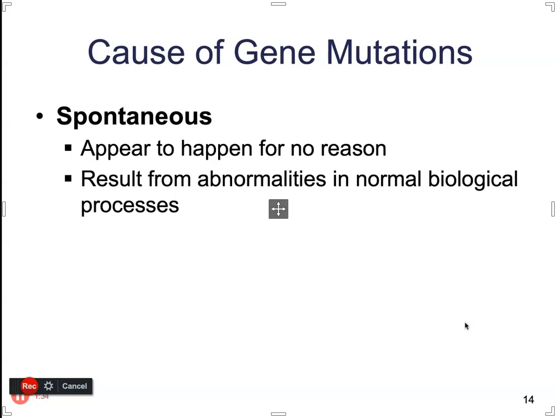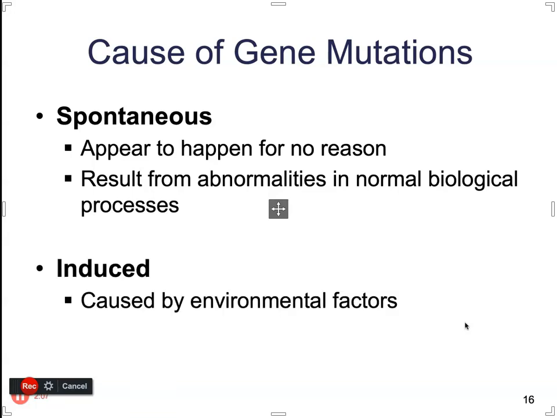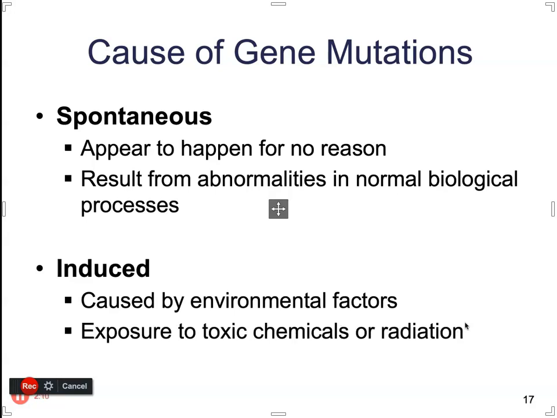So spontaneous gene mutations result from abnormalities in normal biological processes. Remember when we talked about the proofreading mechanism of DNA polymerase? DNA polymerase not only polymerizes DNA, so it synthesizes new DNA, but it can also proofread and correct any mistakes that it makes. However, sometimes DNA polymerase may miss a mistake. There may be an error in the copying, which can lead to a mutation arising in the DNA genome. There are also induced mutations. Induced mutations are caused by environmental factors, things like exposure to toxic chemicals or radiation.